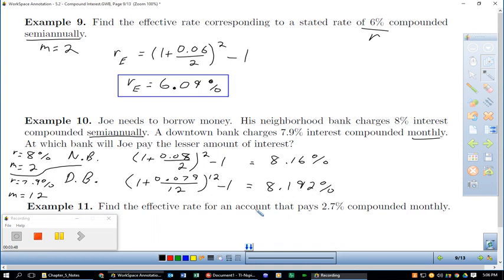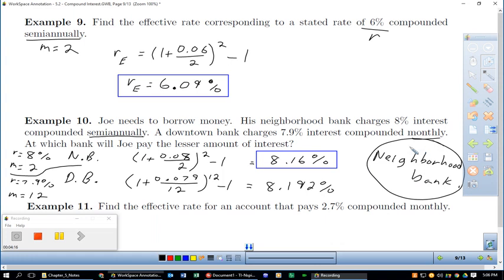So which one's going to charge him the lesser amount of interest? Pretty clearly it's going to be the neighborhood bank. See right there. When it really comes down to it, he better go to the neighborhood bank instead of the downtown bank because, their billboards are nicer, but you know what? Less interest over here. So neighborhood bank. That's my actual answer since it asks which one.